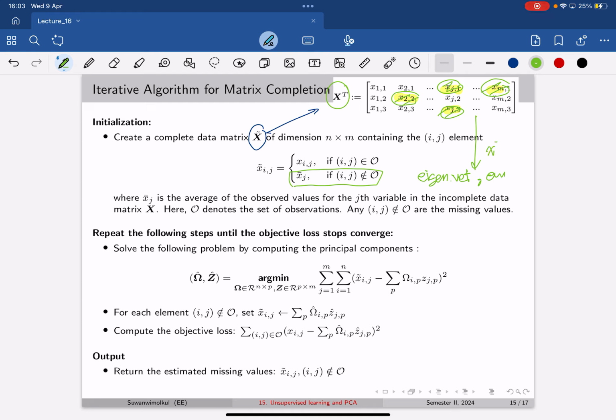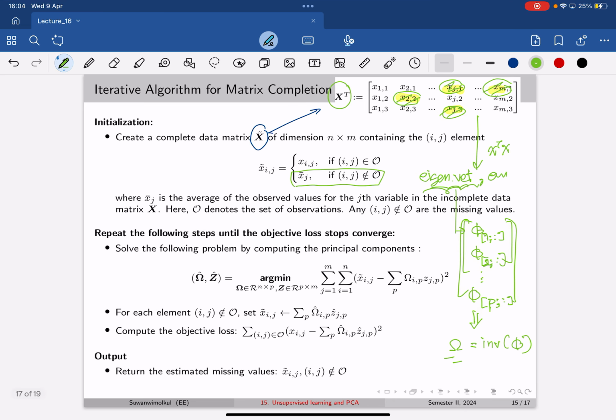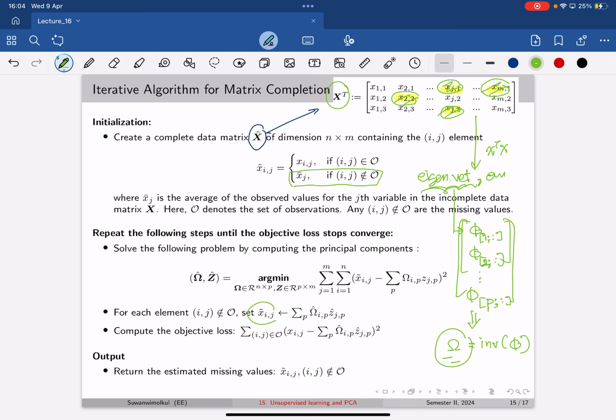Actually, you have to do it from X transpose X. Once you have this eigenvector, which is like the row of phi matrix, you put the eigenvectors together into a matrix. After that, once you have this eigenvector matrix, you can compute omega by using pseudo-inverse. And once you have omega, you are ready to interpolate the value back.